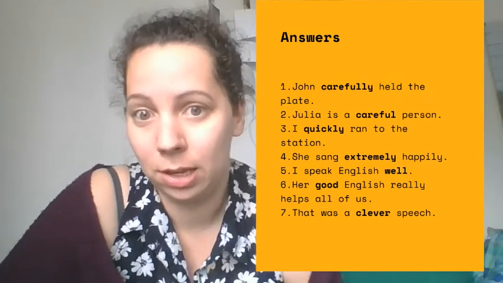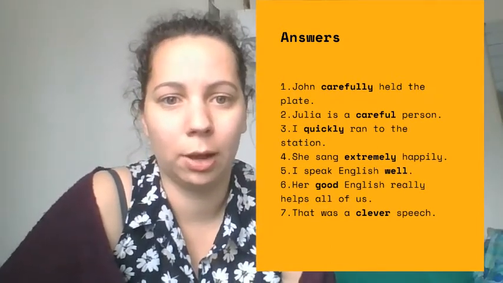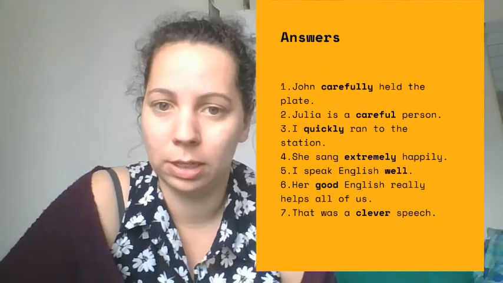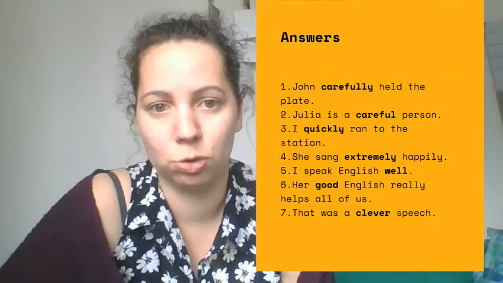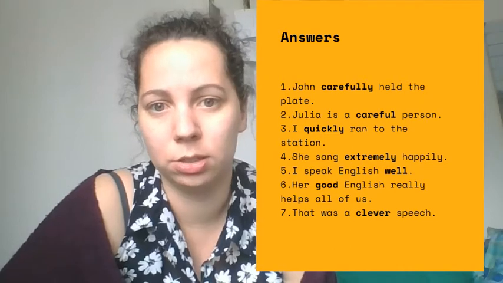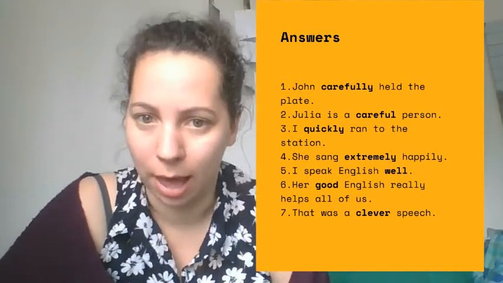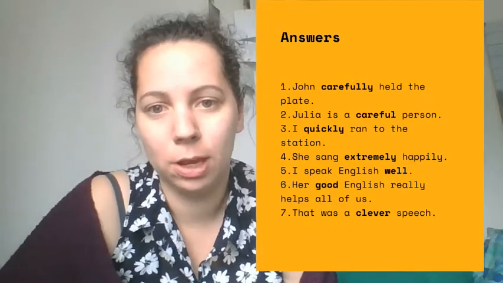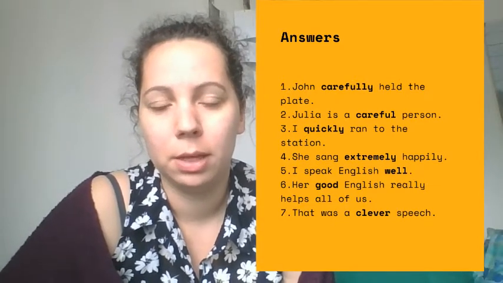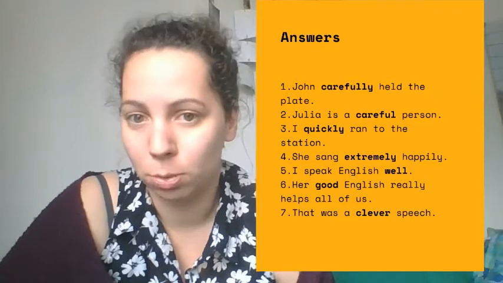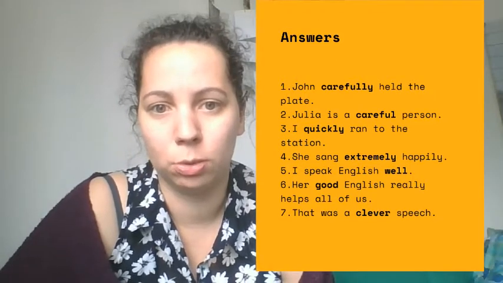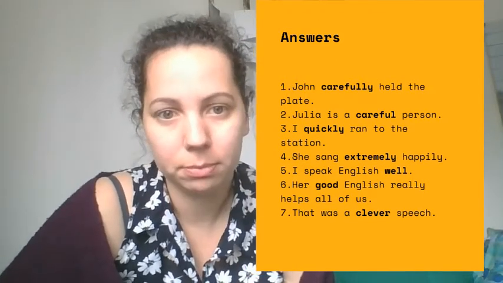So in my first sentence, I created this one. John carefully held the plate. Because I think the careful is about the way John was holding that plate. So the holding is done in a careful way. So how does he hold the plate? Carefully. That's why I use the adverb form carefully. And that's spelled with double L, by the way, because it's just the word careful plus ly.